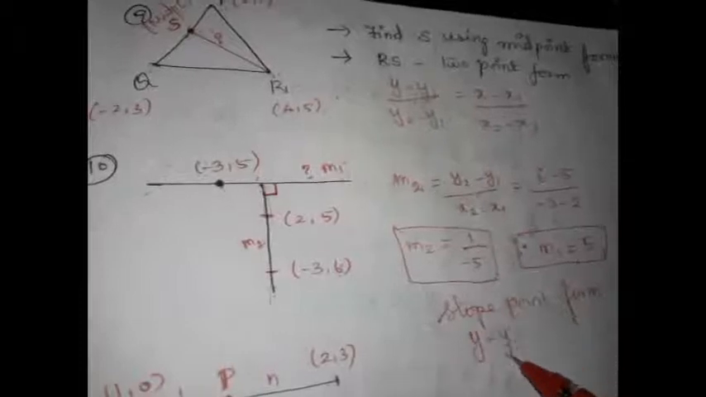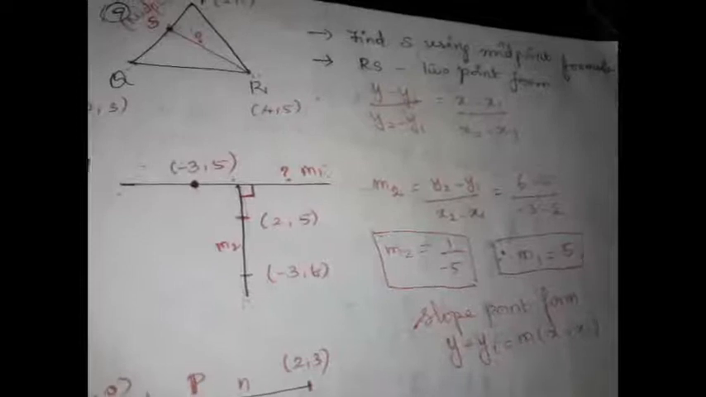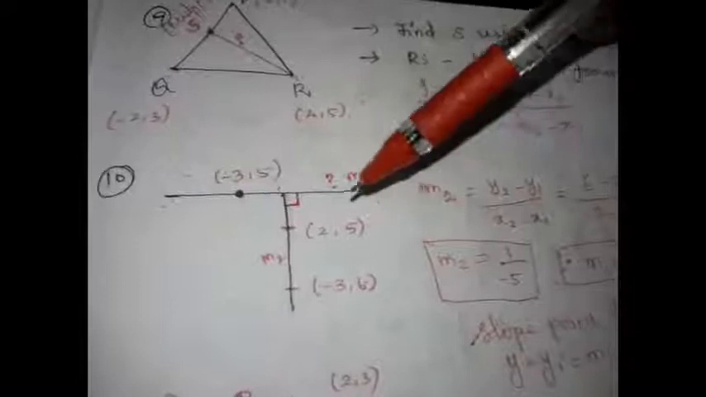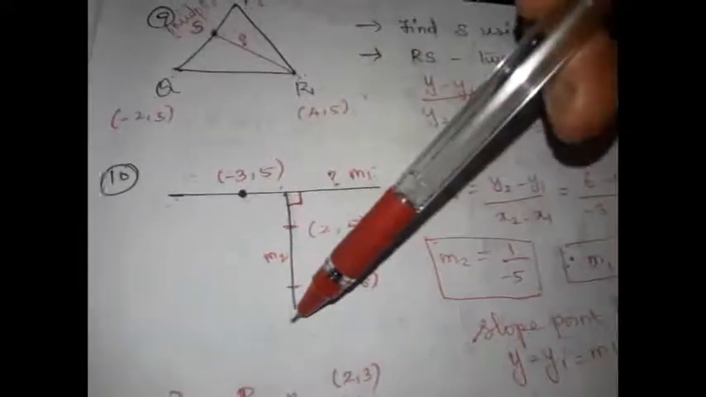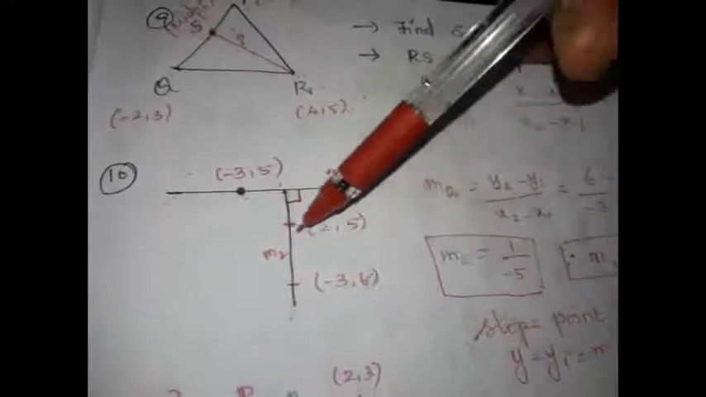y minus y1 is equal to m into x minus x1. So you can substitute the point and the slope here to get the equation of the required line, right? So what we did here: our required line is perpendicular to another line, that another line passing through 2 points. So don't blindly use 2-point form and find the equation of this line.